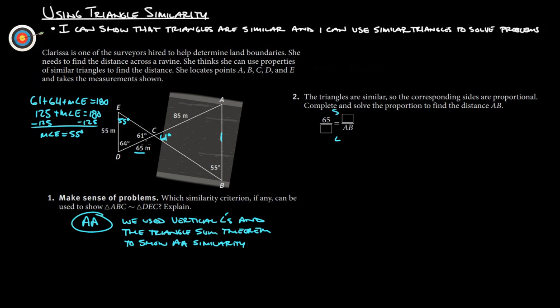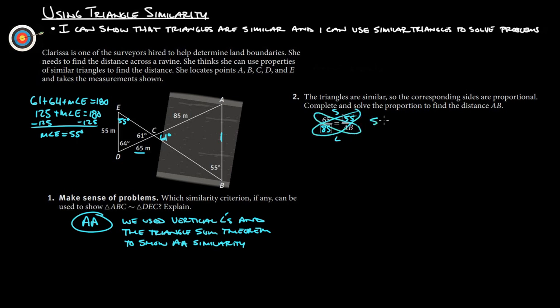And then 65 is this piece here. So it's going to actually be similar to this 85 over here. So that's going to be 85. And then AB is going to be similar to this opposite side over here, so of the small triangle. So that's going to be 55, right? So to figure out what AB is, let's do cross products.